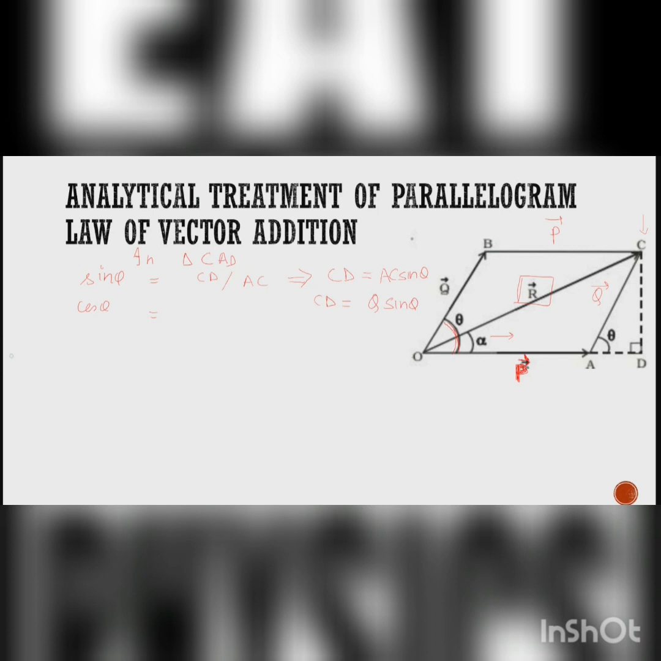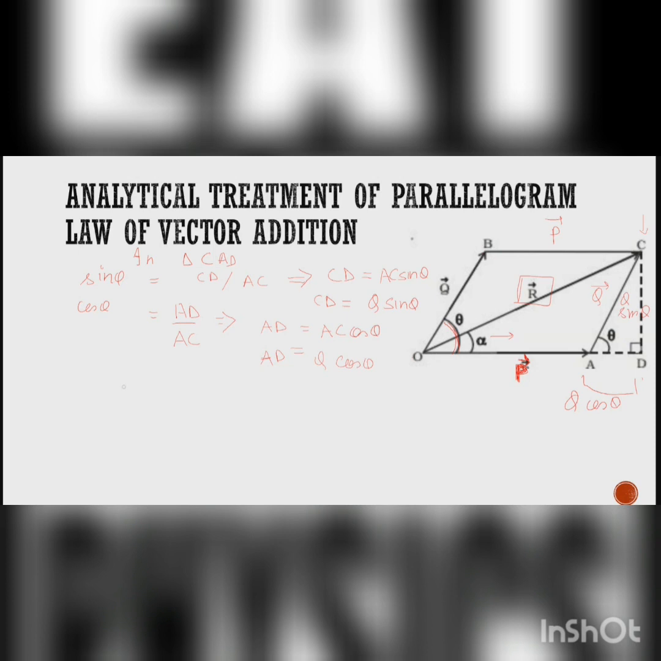Now cos theta is AD upon AC, base upon hypotenuse. So this implies we get AD as AC cos theta. Again, AC is Q, so Q cos theta. So this basically comes out to be AD equals Q cos theta, and CD comes out to be Q sin theta.